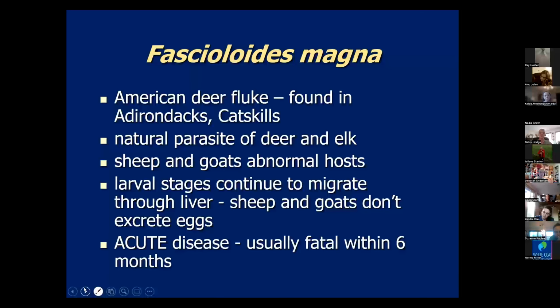And the Fascioloides magna, this is the deer fluke. Here we go, found in the Adirondacks and Catskills. Got a little ahead of ourselves there. It is a natural parasite of the deer and elk. And in the sheep and goats, it's an abnormal host, and it never matures. It just stays in the tiny larval stage, but it continues to migrate around through the liver and into the abdominal cavity. And the good news is they don't spread it to each other at that point. It is acute and it can kill them. And you'll see why in a minute.